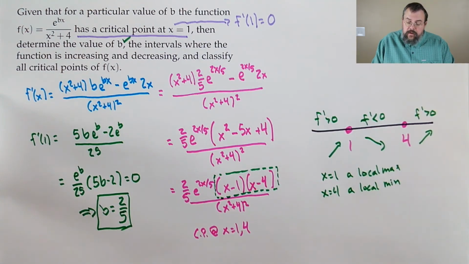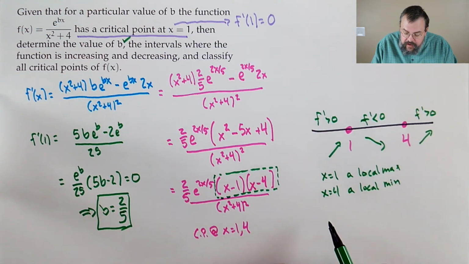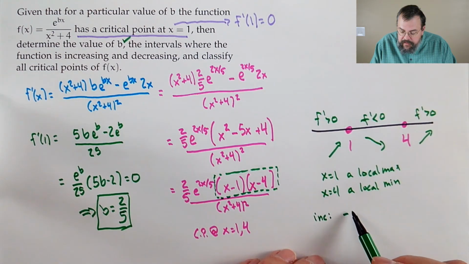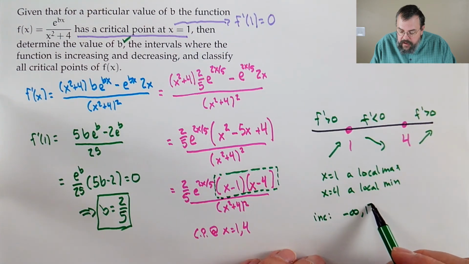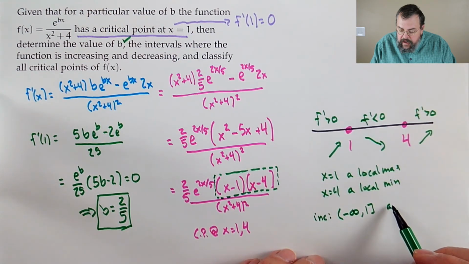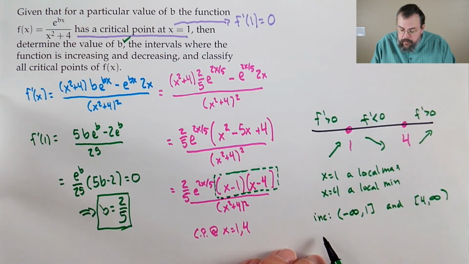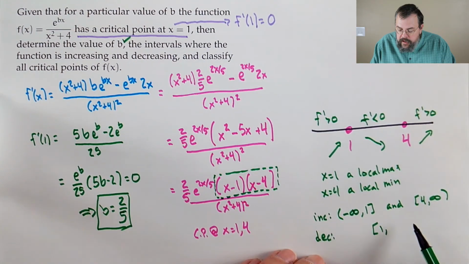And the other thing we can do now is talk about increasing, decreasing. Where do we increase? We increase from negative infinity up to 1, and from 4 up to infinity. Where do we decrease? From 1 up to 4.